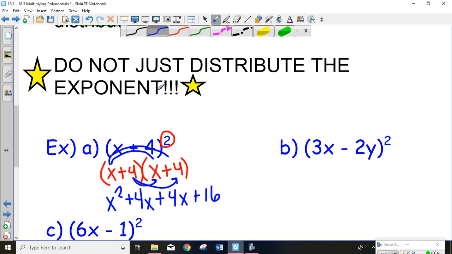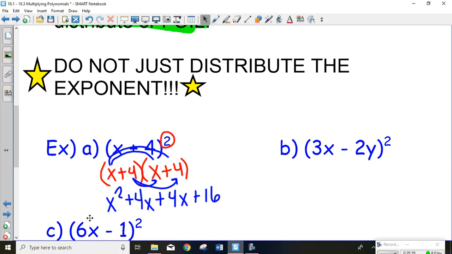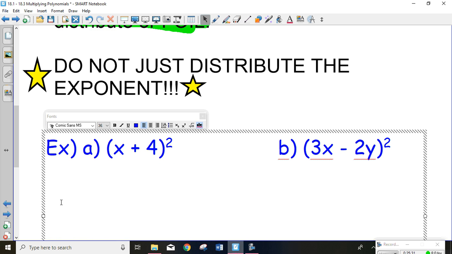Oops, sorry, just clicking on the wrong thing. I'm trying to give myself more space here.